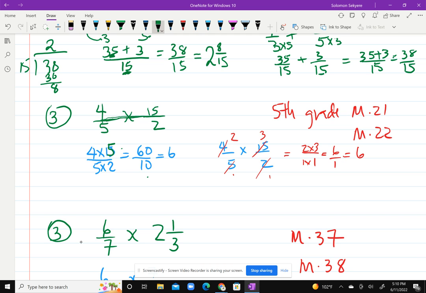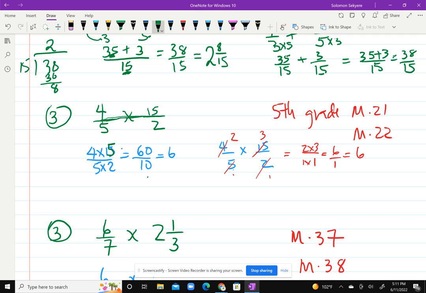So it's 4 over 5 times 15 over 2. As long as it is multiplication and not addition or subtraction, I look at the numerators and I look at the denominators and I ask myself, can I divide anything? So I have 4 here and I have 2 there. Okay, I say 2 divides 2, 1. And then 2 divides 4, I get 2.